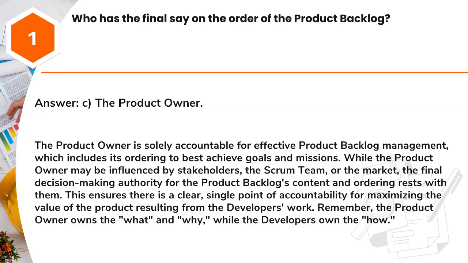The product owner is solely accountable for effective product backlog management, which includes its ordering to best achieve goals and missions. While the product owner may be influenced by stakeholders, the Scrum team, or the market, the final decision-making authority for the product backlog's content and ordering rests with them. This ensures there is a clear, single point of accountability for maximizing the value of the product resulting from the developer's work. Remember, the product owner owns the what and why, while the developers own the how.